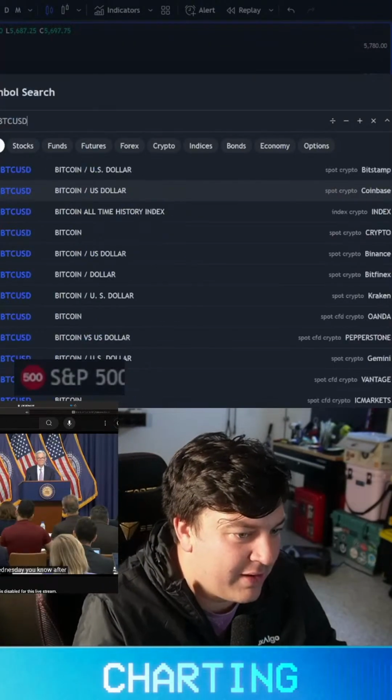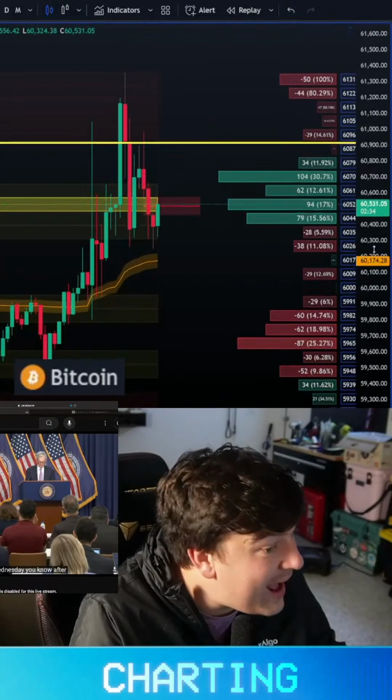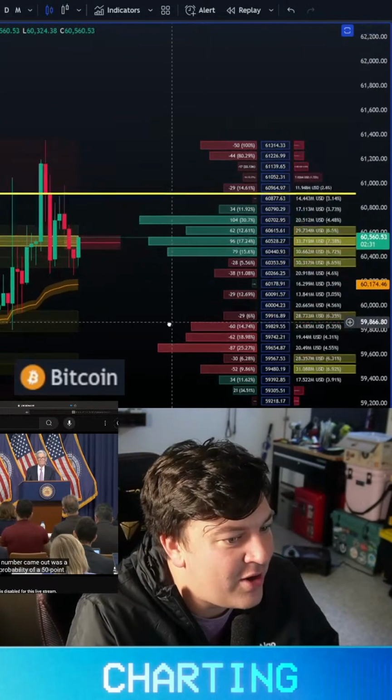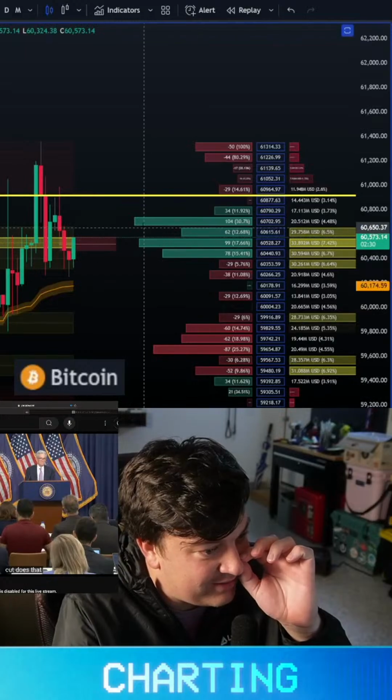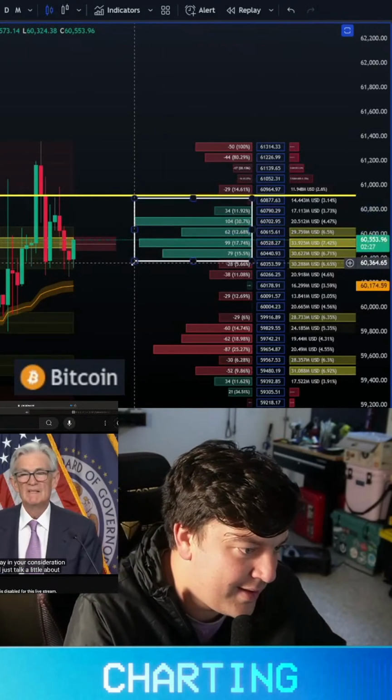Let's look at Wednesday, Bitcoin. I haven't looked at Bitcoin in a minute. After the CPI number came out, it was a really small bounce. Above the high volume node, the overall probability of a 50-point move, and the play in sentiment right here, is that a consideration at all? Bullish. Just talk a little bit about that.